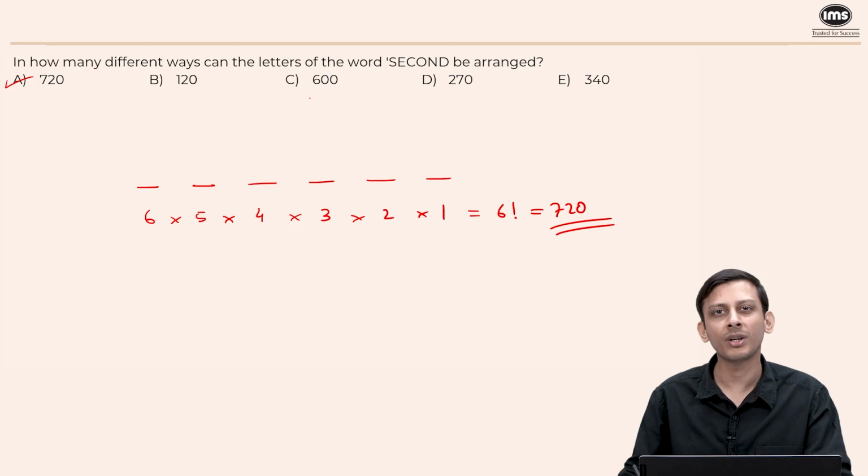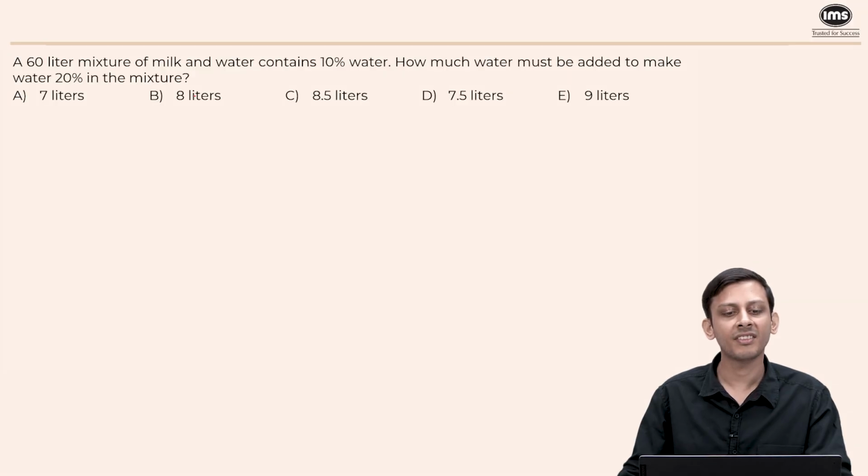This was a question where you did not even have to put pen to paper. Very, very basic question where you could have solved it within 5 seconds. A 60-liter mixture of milk and water contains 10% water. How much water must be added to make the water 20% in the mixture?